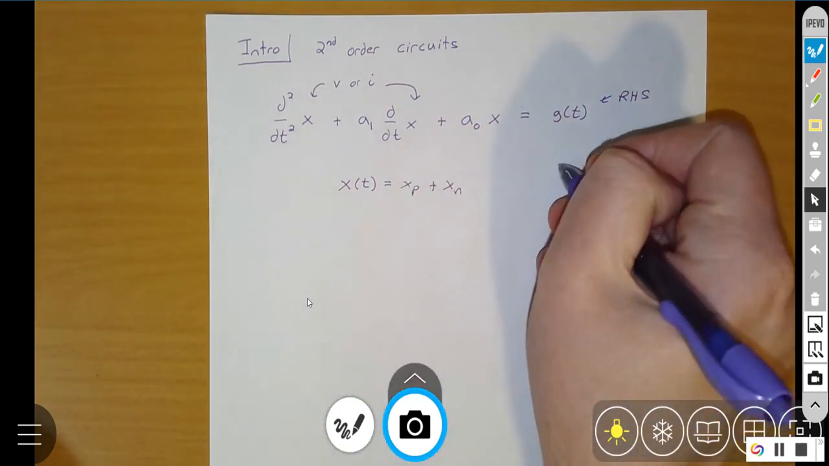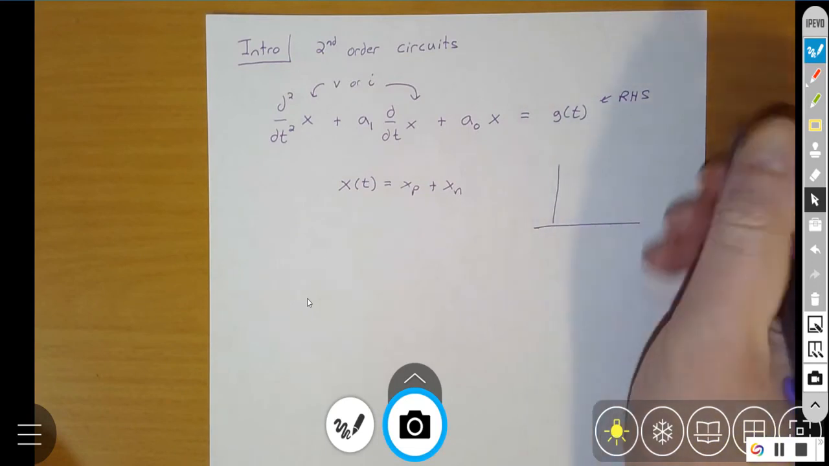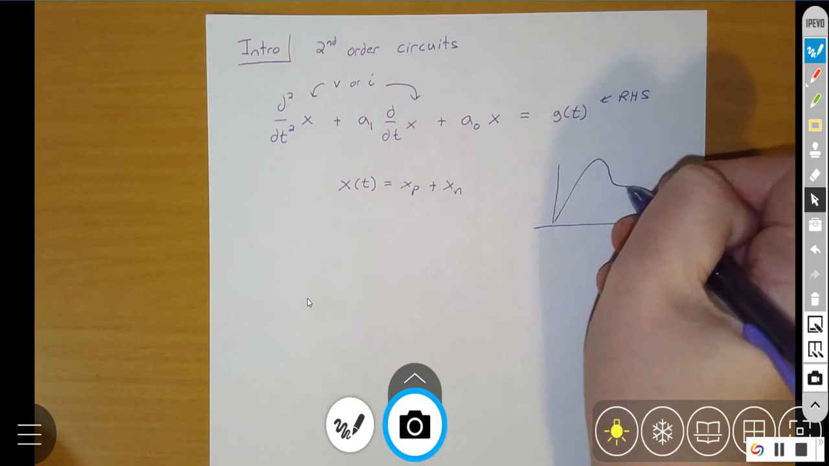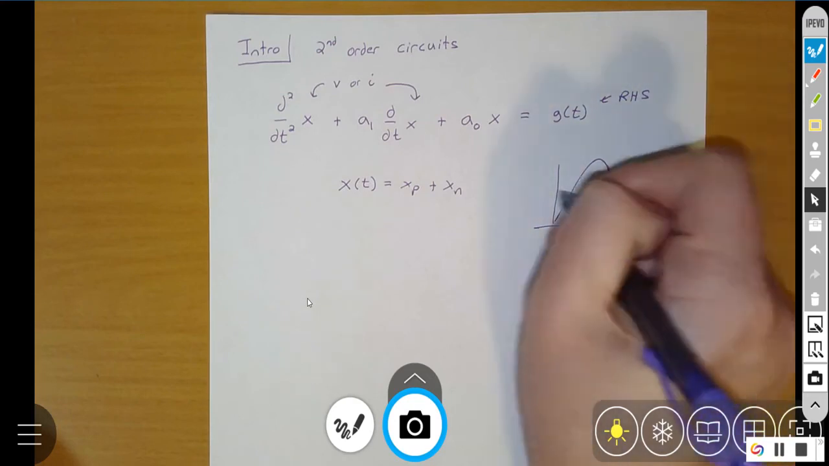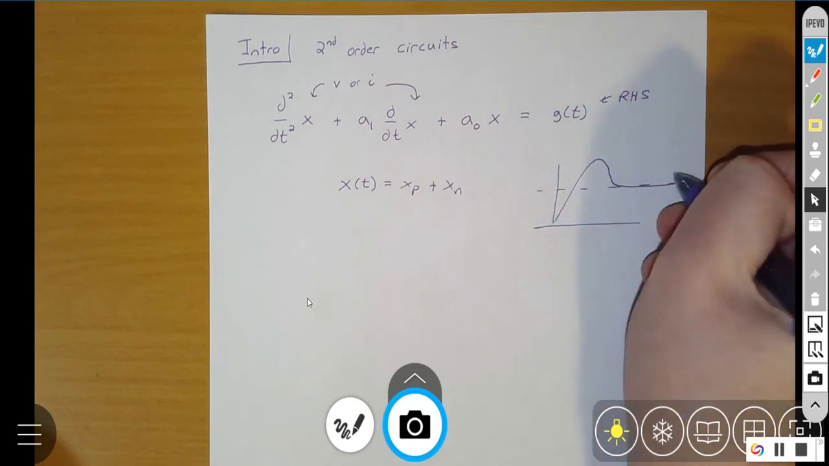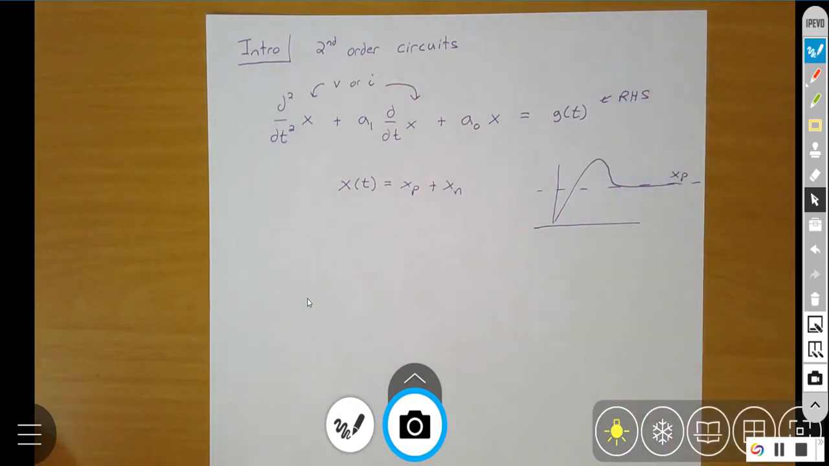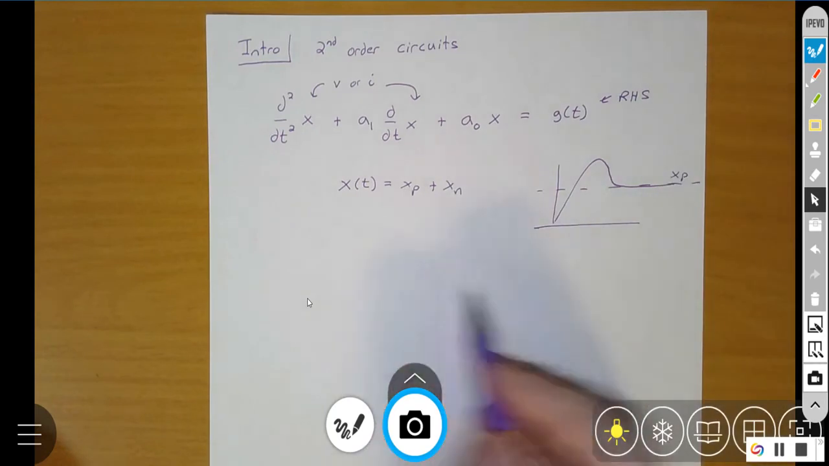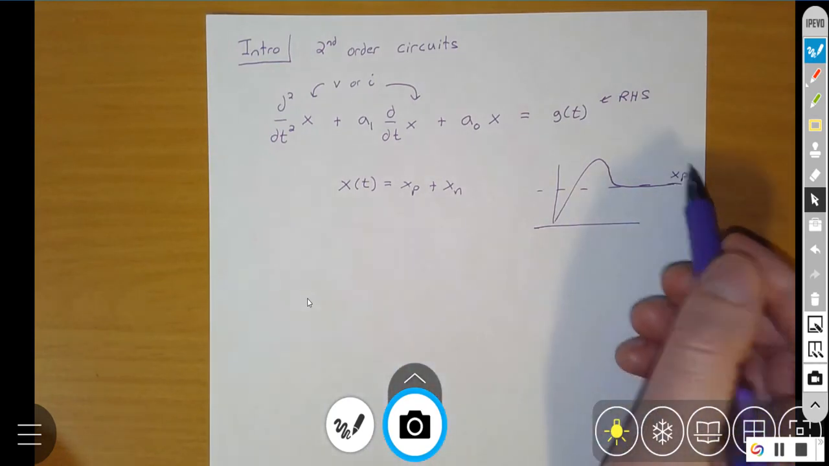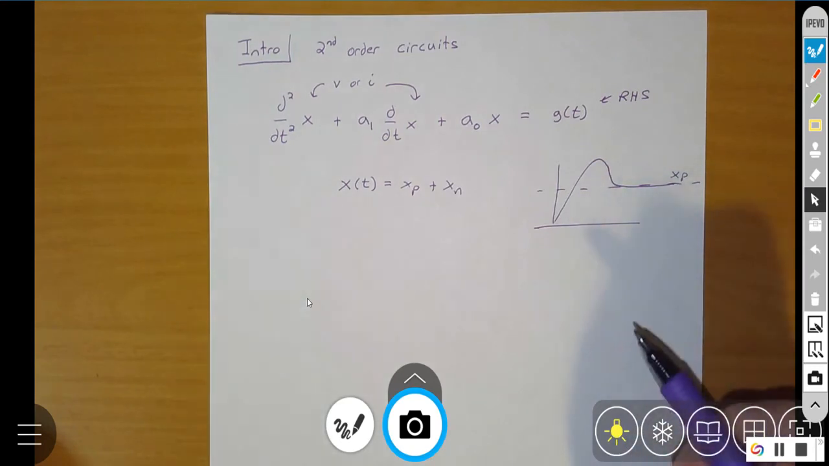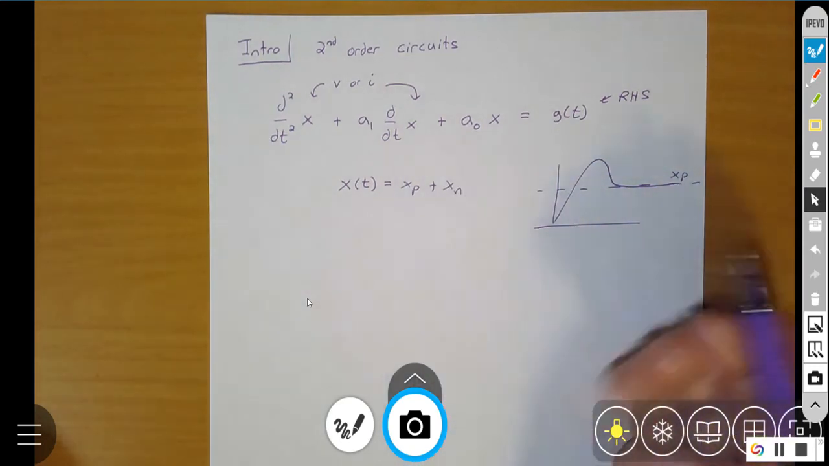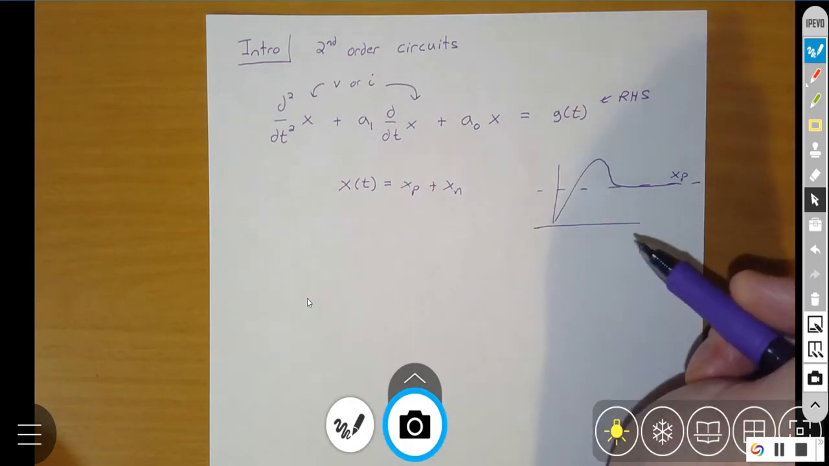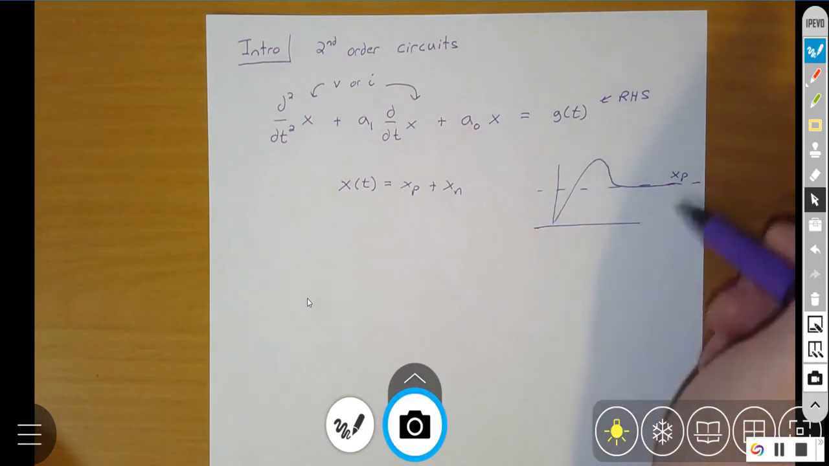If you sketch something out, these are going to have a bit of a bounce to them, but eventually they'll hit this line here, and this is our x particular. This is the steady state where it's going to get to, and this bounciness is caused by the natural response. Eventually, after a long time, it'll reach the particular response and just stay there, and the natural response will be gone. Well, theoretically, if your circuit's stable, it'll be gone. If your circuit's unstable, then it'll just bounce.